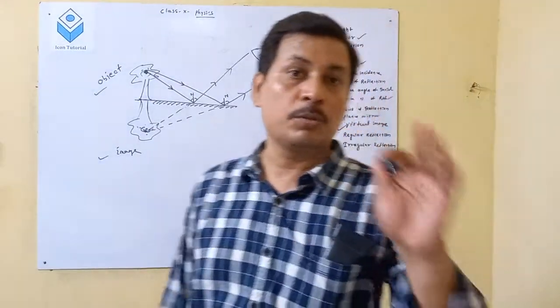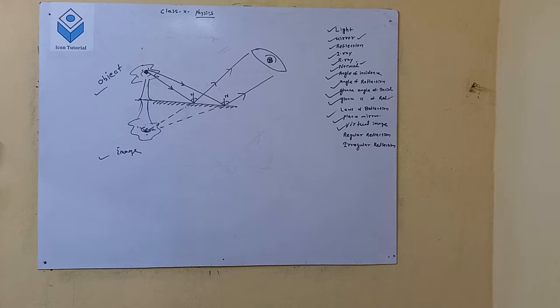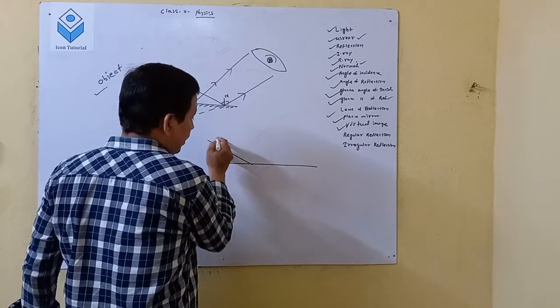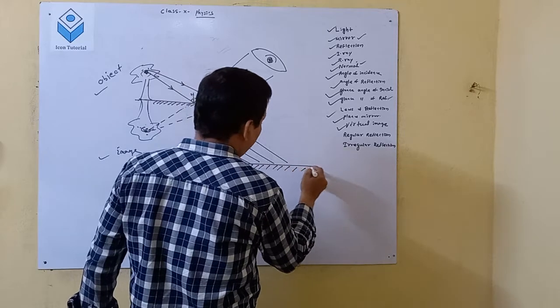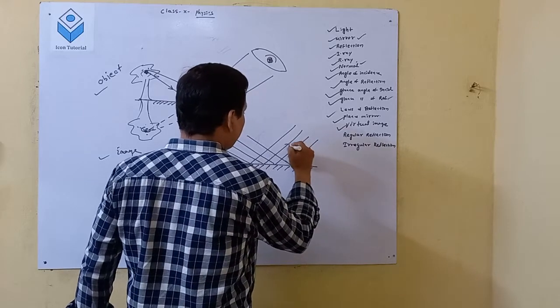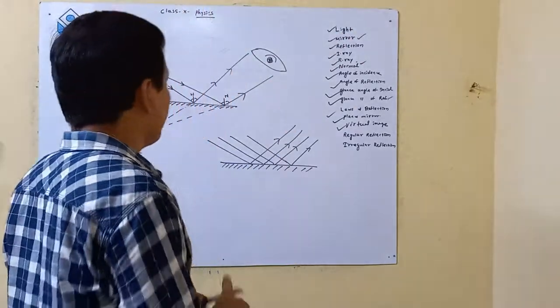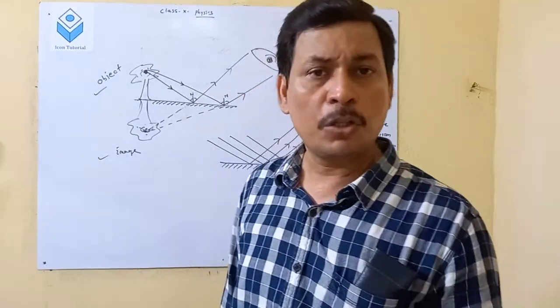Next, one more important point: regular reflection and irregular reflection. What is regular reflection? Look here. Regular reflection is when there is a plane mirror, and on the plane mirror the incident rays are parallel to each other. After reflection, the reflected rays are also parallel to each other, right? So incident rays come in, and after reflection the reflected rays also come back. If the surface is a regular surface, then the reflection is also regular reflection.